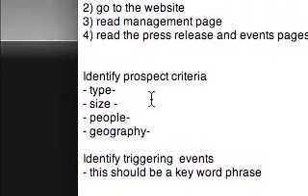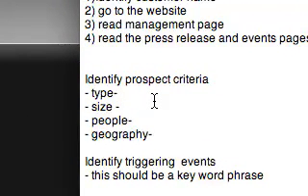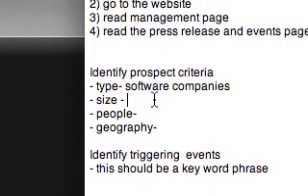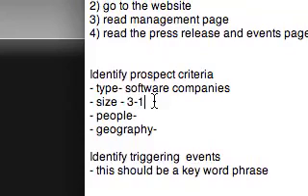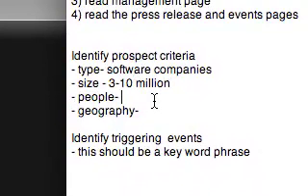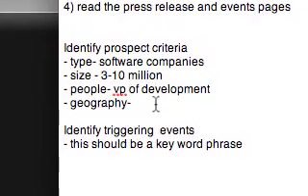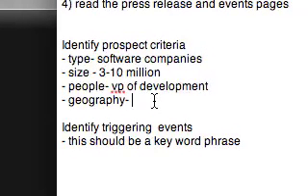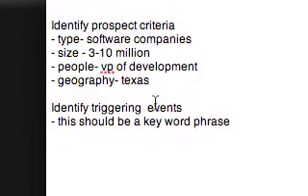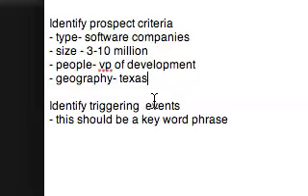For example, I would be looking for software companies. So my prospect criteria would be software companies between, let's say, $3 and $10 million in revenue. The person that I want to talk to would be a VP of development. And generally I am looking for companies that are in Texas. It's easier for me to get my folks there. There are also triggering events that would make it timely for me to talk to them, and we'll talk about that a little bit later.